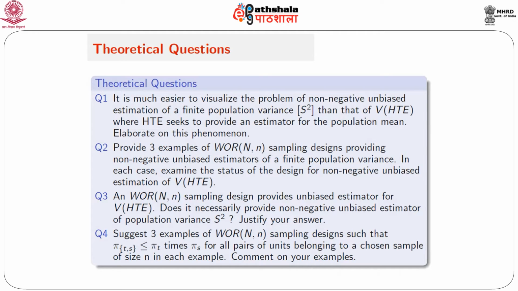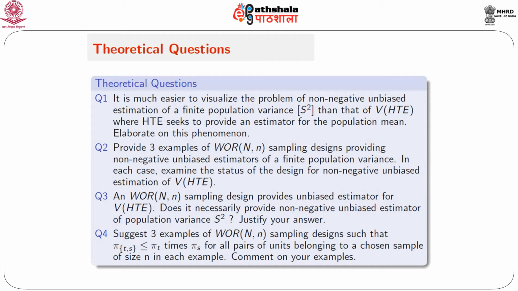What is the next problem? Suggest 3 examples of without replacement, capital N, small n, sampling designs such that pi ts is less than or equal to pi t pi s for all pairs of units belonging to a chosen sample of size n in each example. Comment on your examples. It is a good problem again. I would suggest take small n equal to 3. So you have to suggest a sampling design.